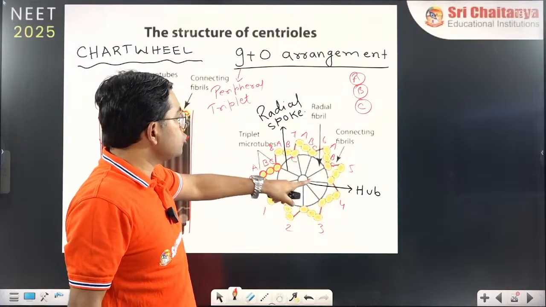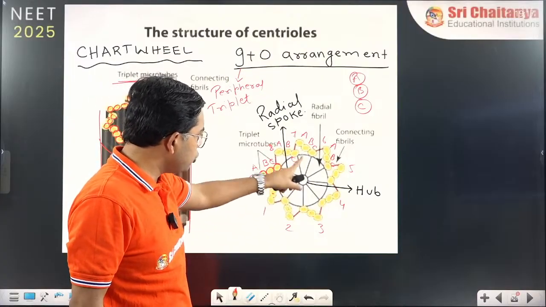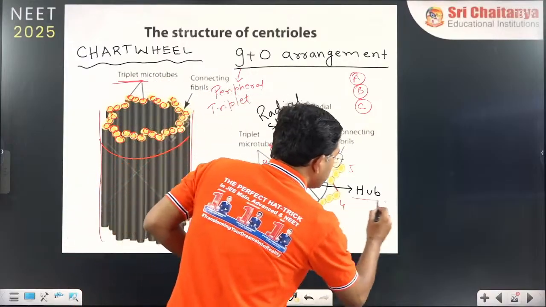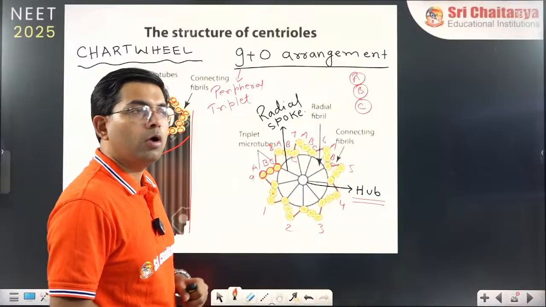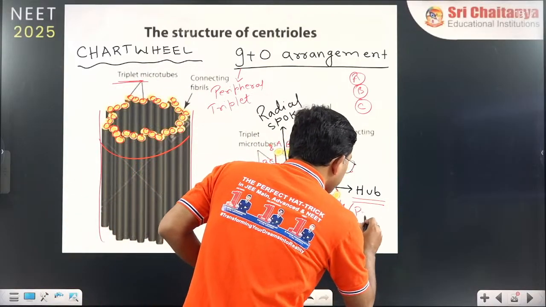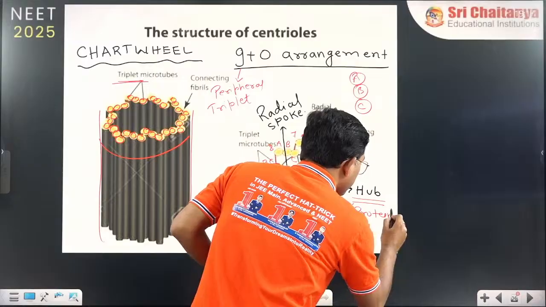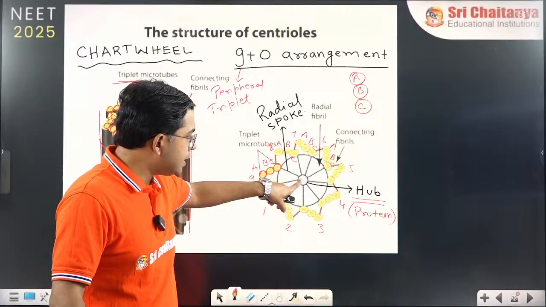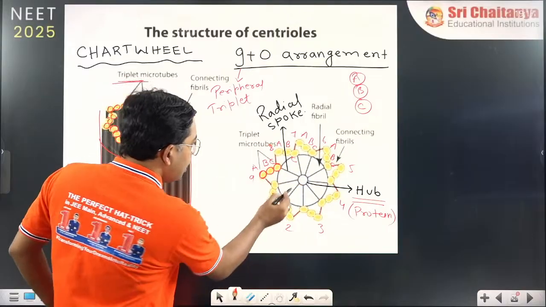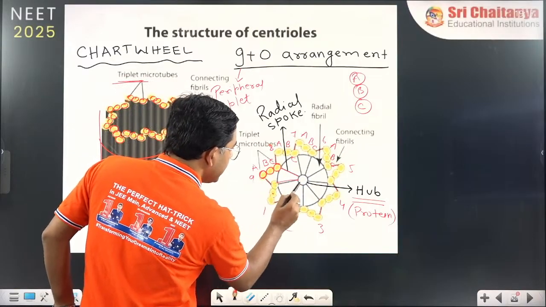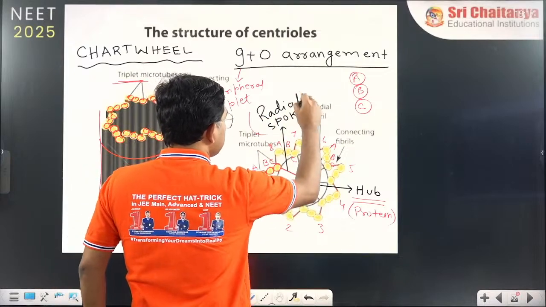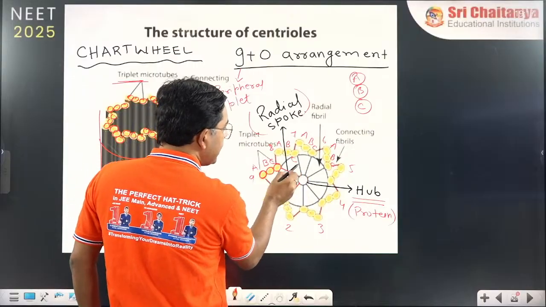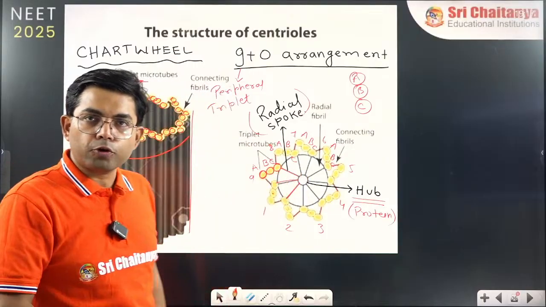Now 0 means this second position represents the central position. So 0 means you can clearly see there is no microtubule in the center. Although a circular appearance is there, this is not a microtubule, this is called the hub. The hub is also made up of protein. From the central hub come out the radial spokes, right? How many radial spokes? 1, 2, 3, 4, 5, 6, 7, 8, 9. So again 9 radial spokes are there.